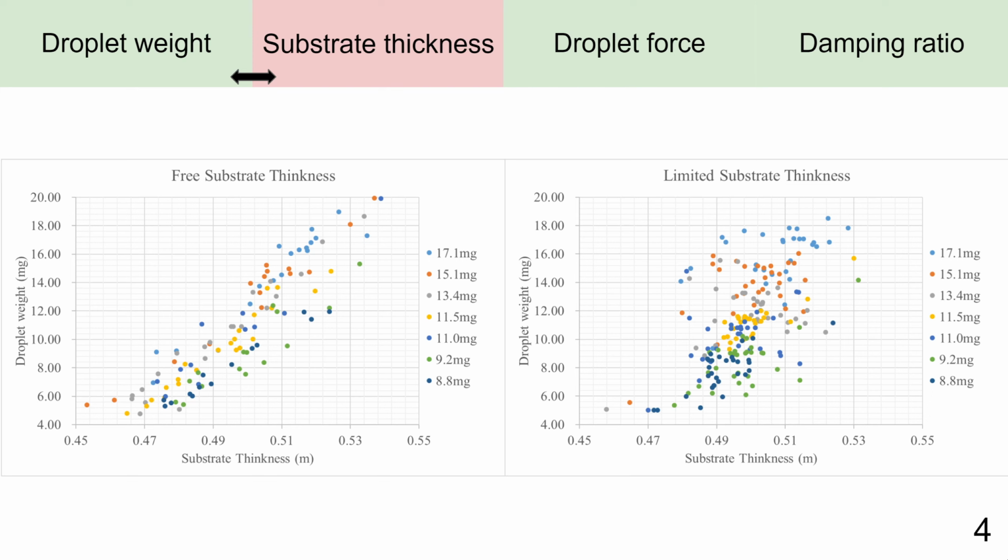You can see how droplet weight and substrate thickness normalized with each other in the left graph. Different sizes of droplets all mixed together. We can separate droplets more easily with limited substrate thickness, as shown on the right, so we end up fixing it.